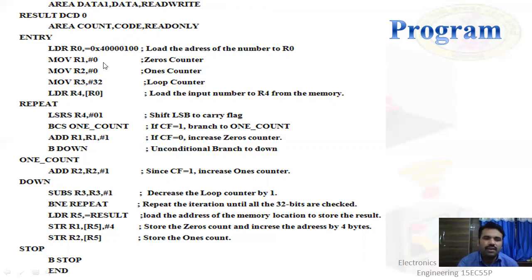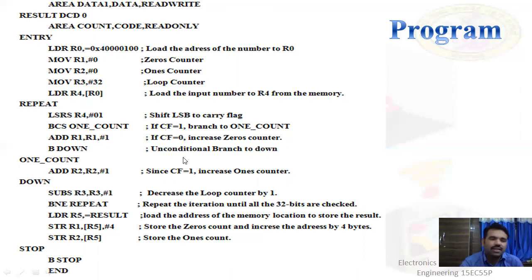And as I said in the flowchart, we need 2 variables for counting zeros and ones. So we are using 2 registers over here. We are initializing them to 0. Then we need 1 loop counter, which will be equal to the number of iterations, that is equal to the number of bits, that is 32. And we are loading the input value stored at this particular memory location into R4. Our input number is available in R4 now.